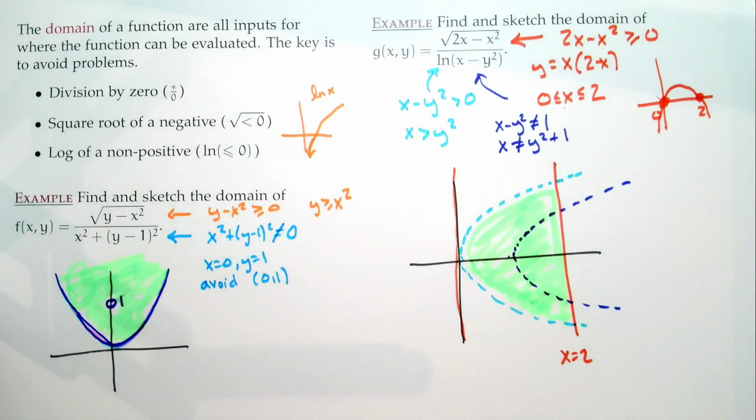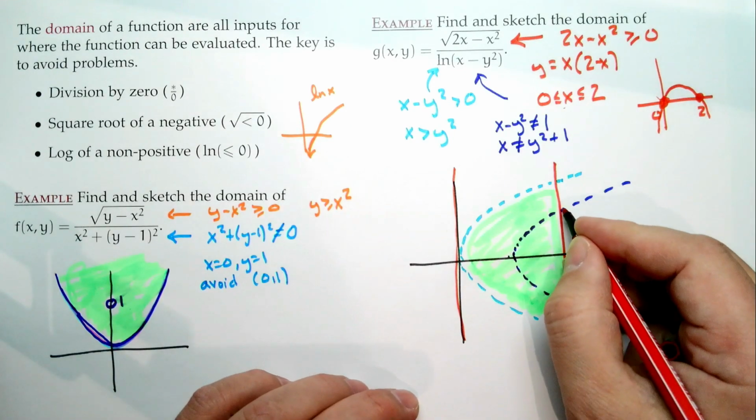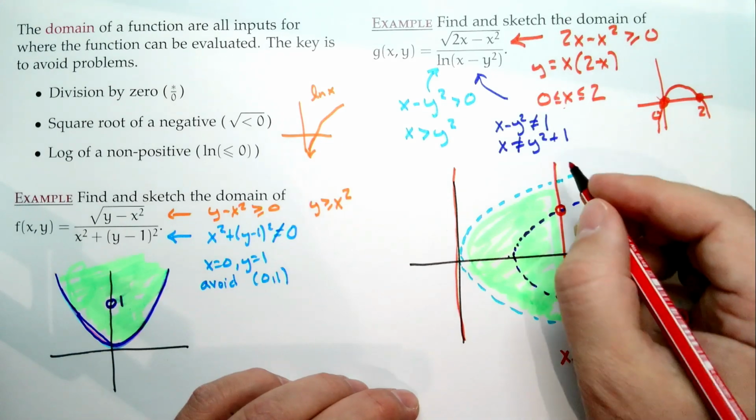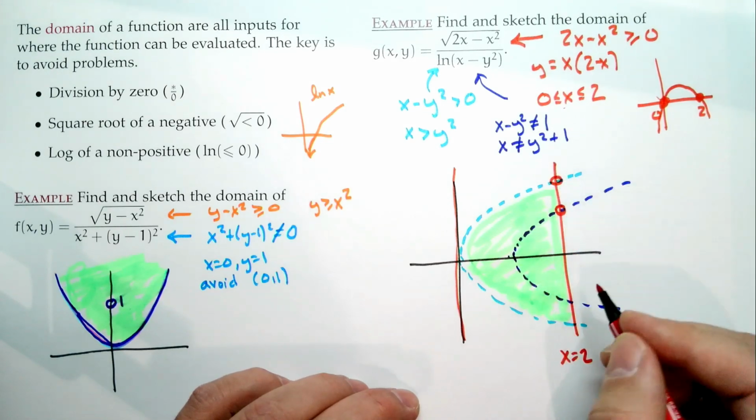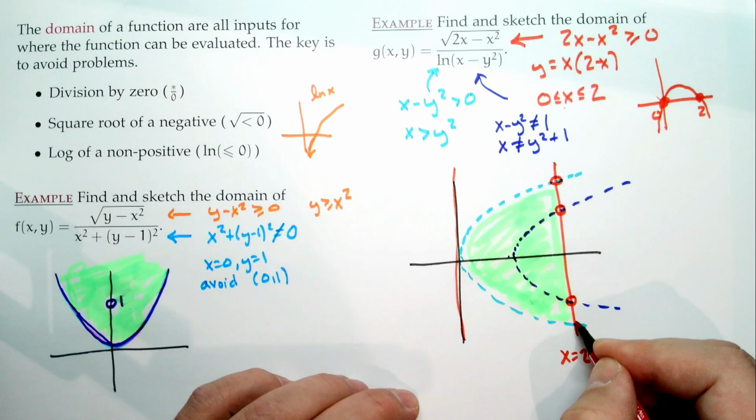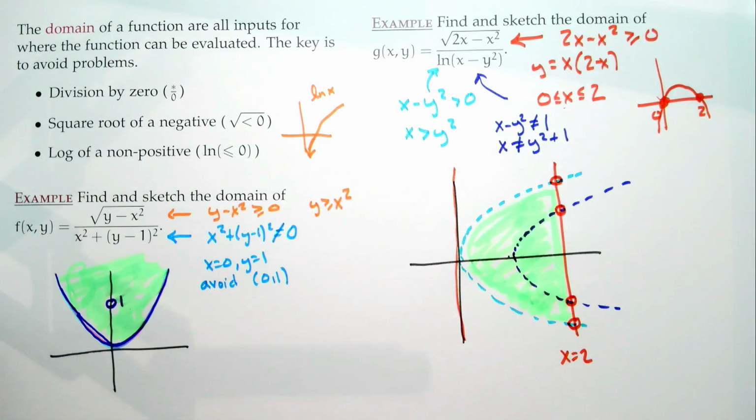Now, if we wanted to be a little bit careful, we would say, on these places here where lines cross, you don't include those. So those points are out. Look, if you're in the domain, everything has to work. So if even one part fails, throw it out. So you want to be careful.